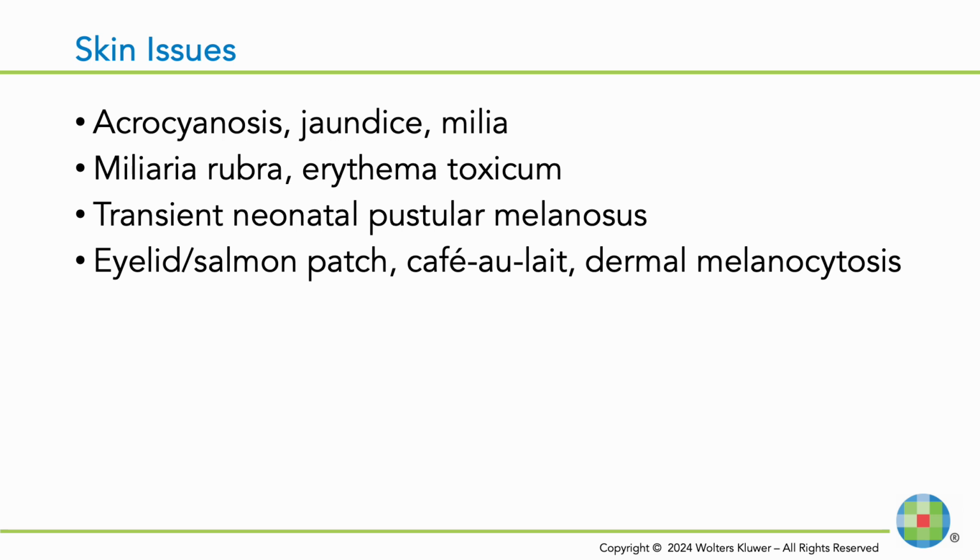When you're thinking about assessing skin issues in young children, oftentimes we're looking for acrocyanosis, jaundice. How do their eyes look? Assess those closely. Milia, miliaria rubra, erythema toxicum. Look for those transient neonatal pustular melanosis spots. Maybe eyelid or salmon patches. Café au lait and dermal melanocytosis are also prominent skin issues.